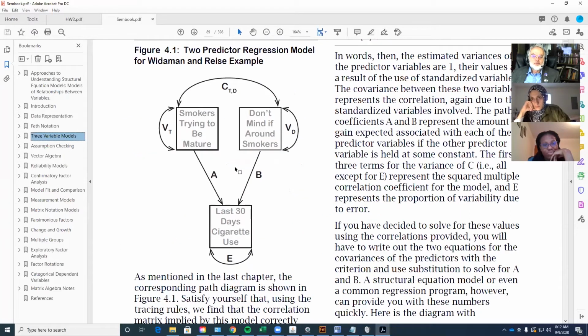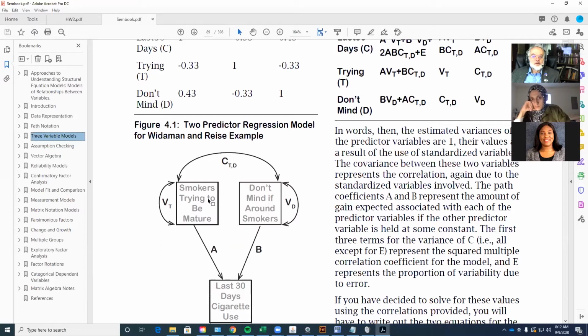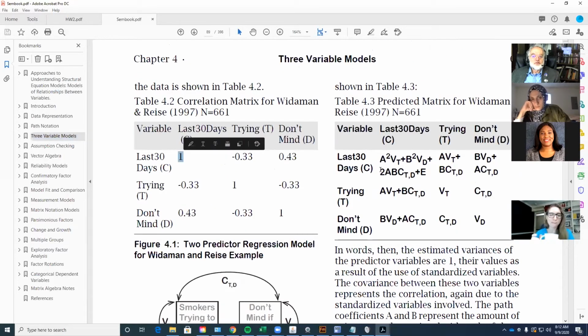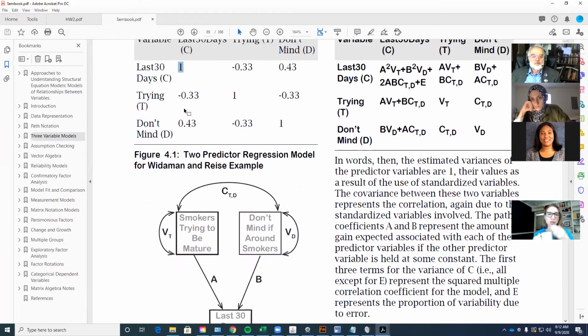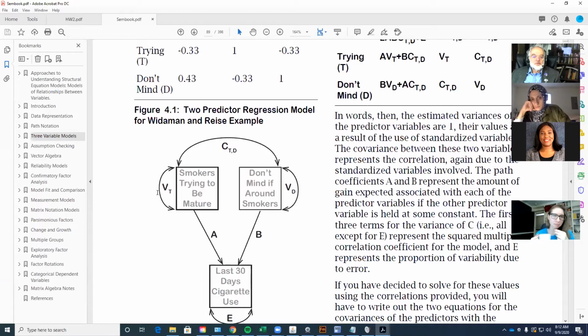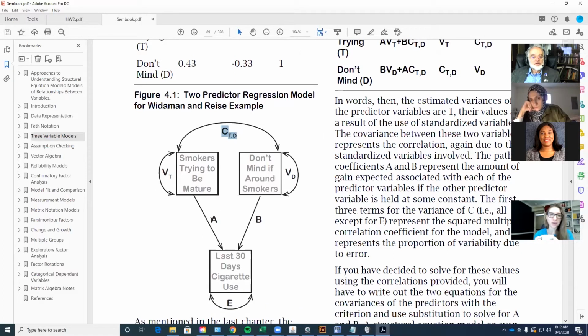Just to rehearse, this is what the structural model looks like for a 2-predictor regression. And we talked about this a little bit last time, but if we're looking at correlations and standardized, this is what my correlation matrix might look like. That means that the variance of the predictor variables will be the number 1. The sling is going to be the correlation coefficient, and these will be my standardized coefficients.